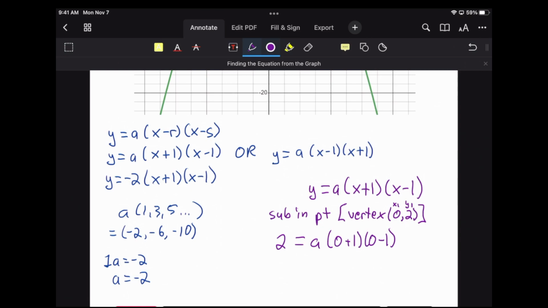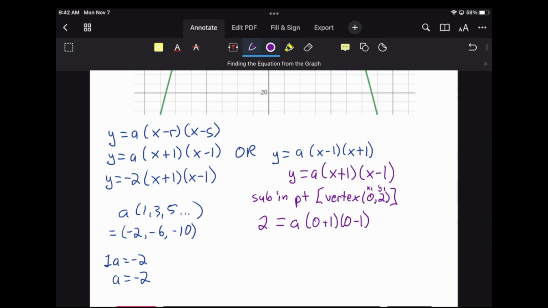And make sure you actually calculate this. Sometimes people will take a shortcut. They'll say, oh, I got zeros, I'm multiplying by 0, all that stuff just goes away. Not quite. Be careful with that. Let's actually calculate. 2 equals a. 0 plus 1 is still 1. 0 minus 1 is still negative 1. Now we can calculate. So 2 equals a.